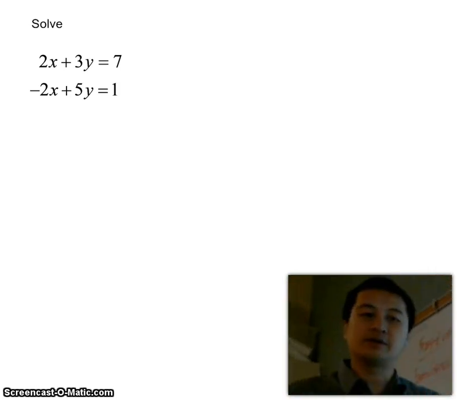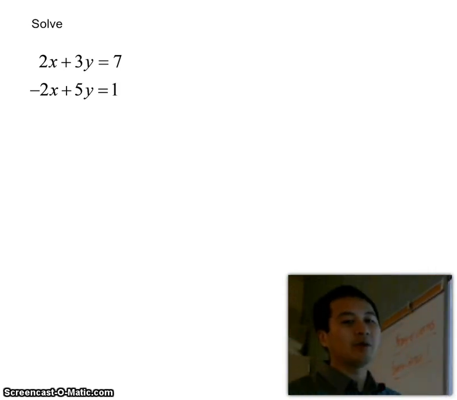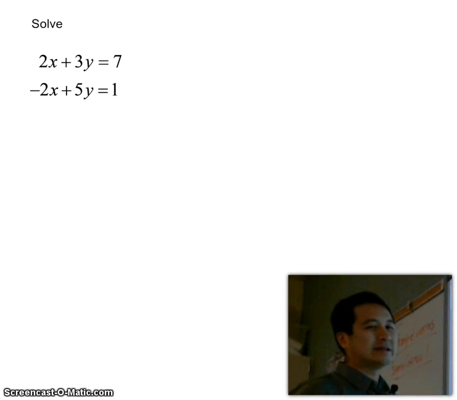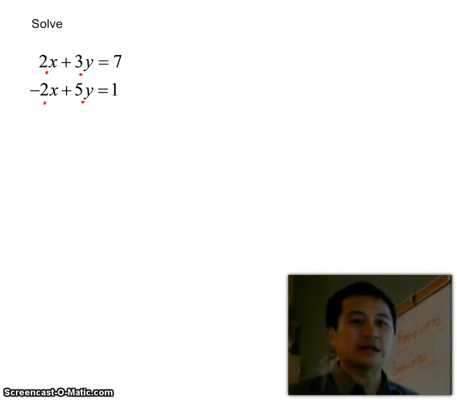Let's solve this by substitution. You look at this and you're like, okay, can I use substitution? This is a problem where it's not as easy to do substitution. I want to isolate a variable. Look at this. This x has a 2 in front of it. That's no good. This y has a 3 in front of it. That's hard to isolate. This y has a 5 in front of it. That's hard to isolate. And this x has a negative 2 in front of it. So this is not really good to isolate. So we're going to have problems with this one.